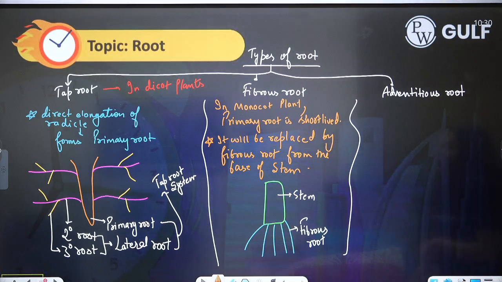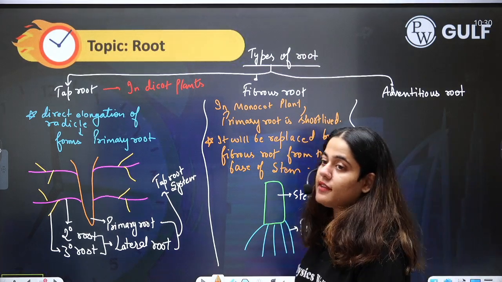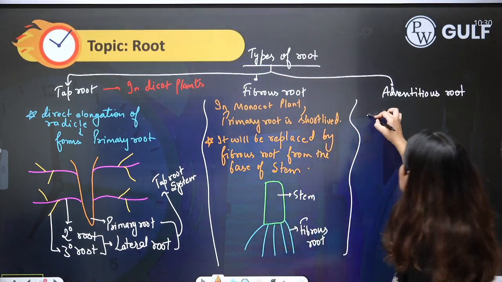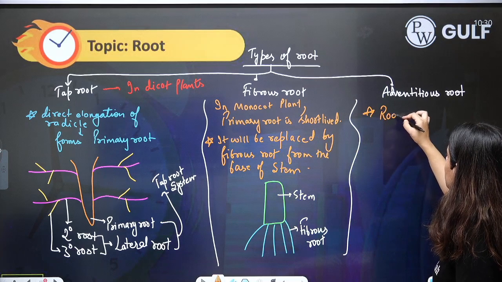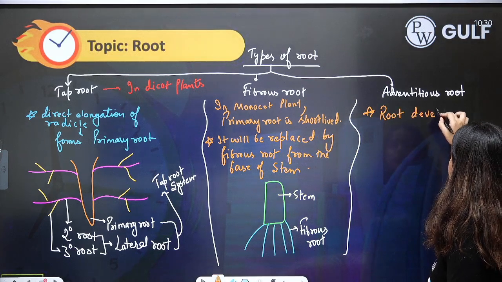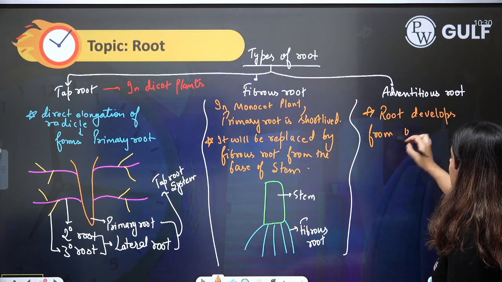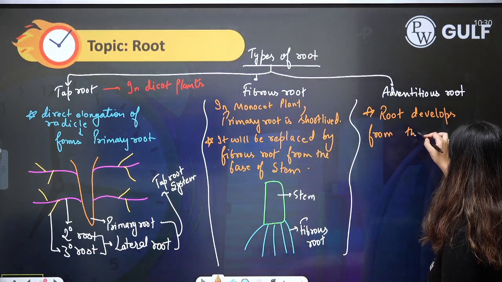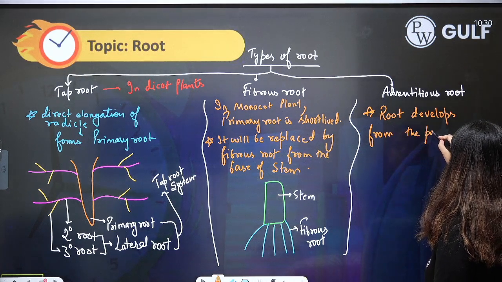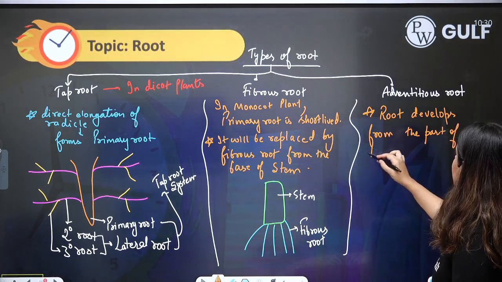Now adventitious root. The term adventitious means away from the source. So here root develops from the part of the plant other than the radicle.